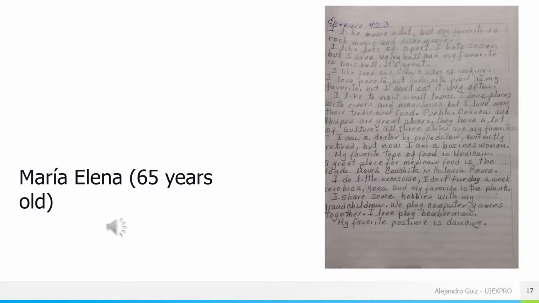I am a doctor by profession, currently retired, but now I am a businesswoman. My favorite type of food is Mexican. A great place for Mexican food is the Fonda Mama Conchita in the Colonia Roma.